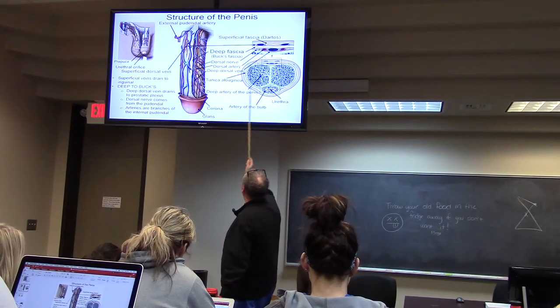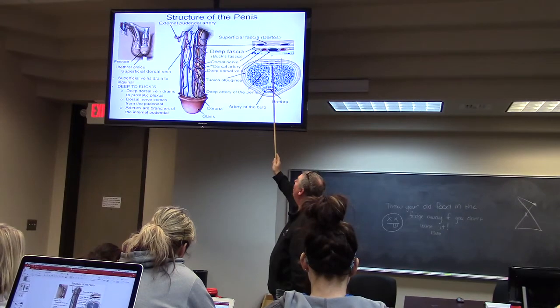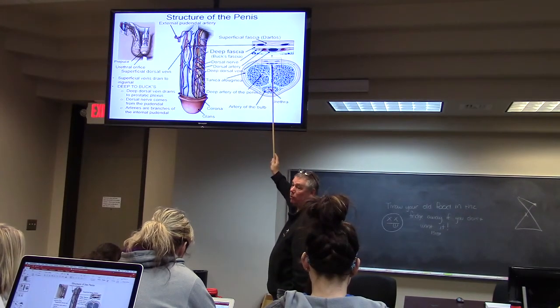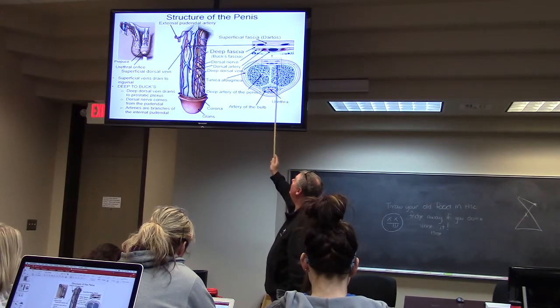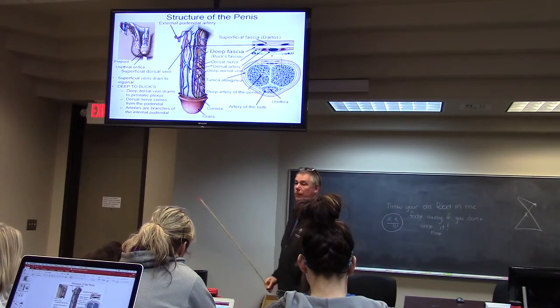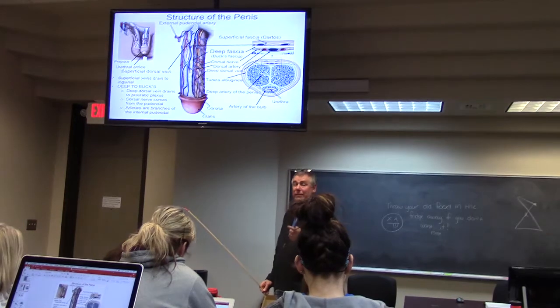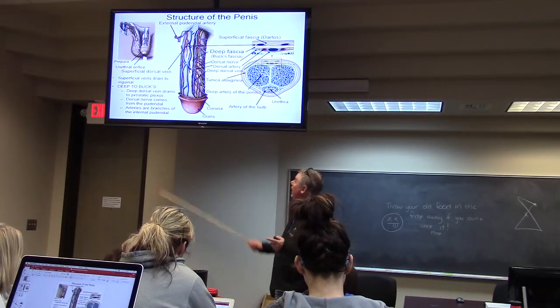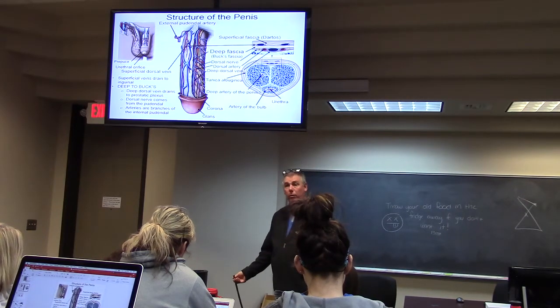But particularly, there are 5 structures deep to Buck's fascia. There's a large central vein, it's called the deep dorsal vein of the penis. That's what's going to drain into that prostatic plexus of veins. On either side of it is the dorsal artery of the penis, and on either side of that are the dorsal nerves of the penis. All the somatic sensation is carried over those 2 nerves, which are the terminal branches of the pudendal.